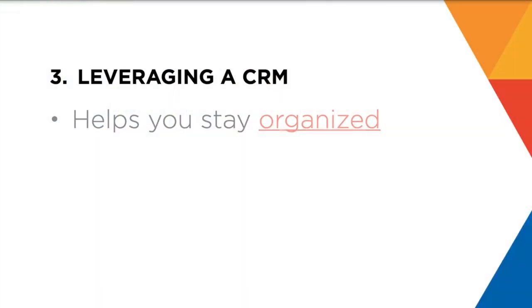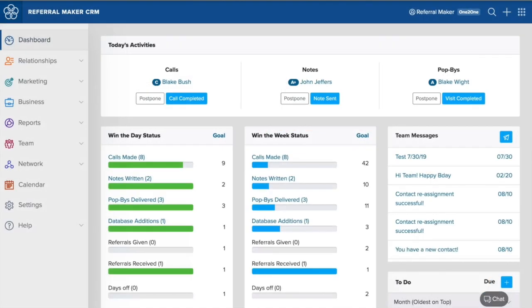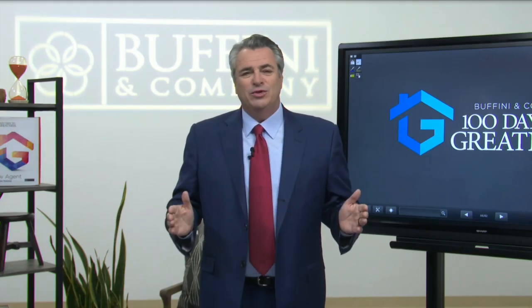So here's the first thing. It helps you stay organized. When you're self-employed, it is very easy to become disorganized. And when you get a few deals in the hopper, it's very easy to become disorganized. That's why the home screen at the Referral Maker organizes your day as you organize your database, and organizes your activities so you know what to do next. So that's the power of it there.